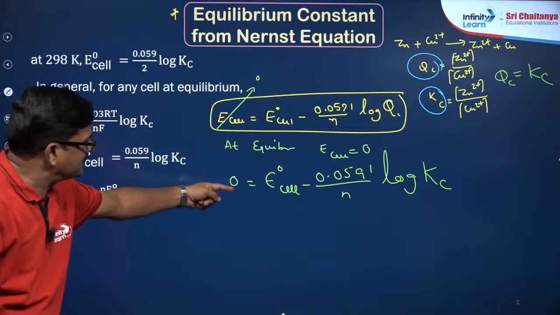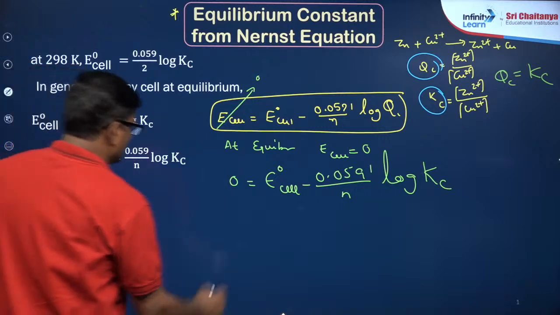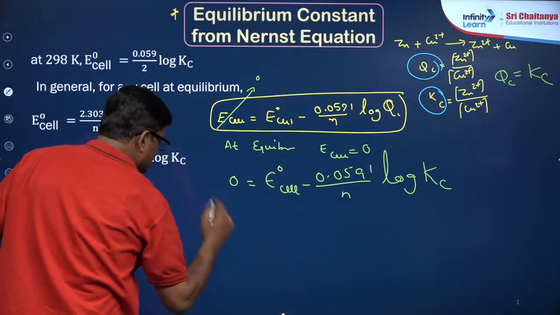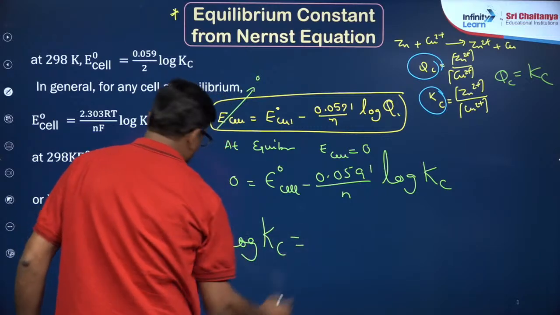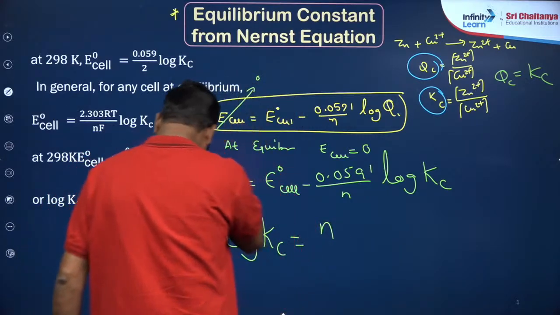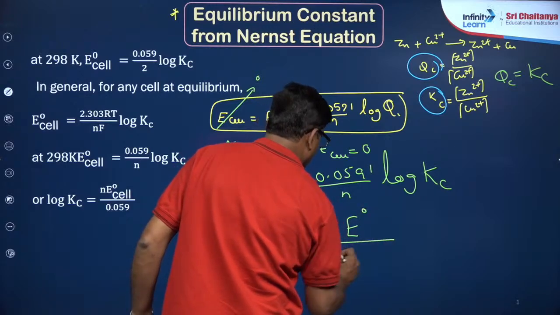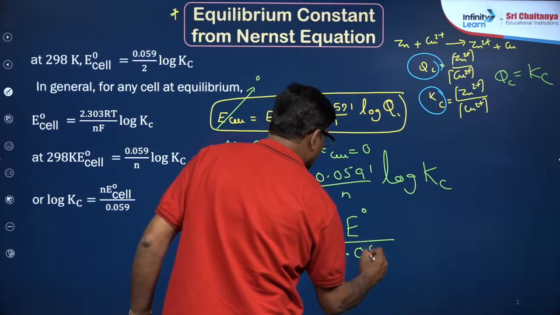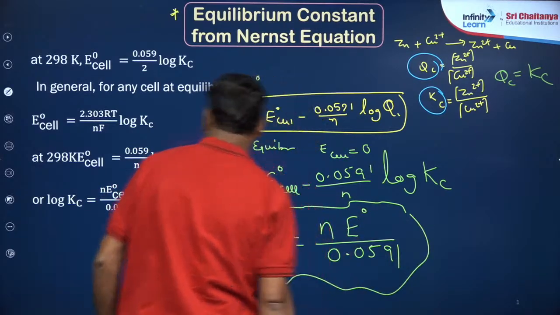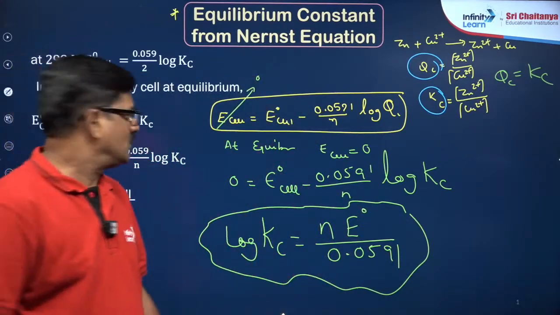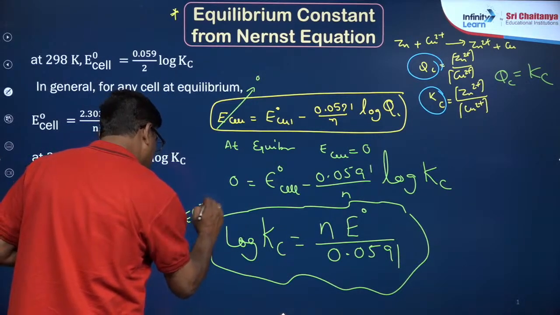This equation is changed to this equation, so that log Kc, I just want to take this side, log Kc is equal to n E naught cell by 0.0591. Got it? So this equation you can directly use in the NEET examination as a formula.